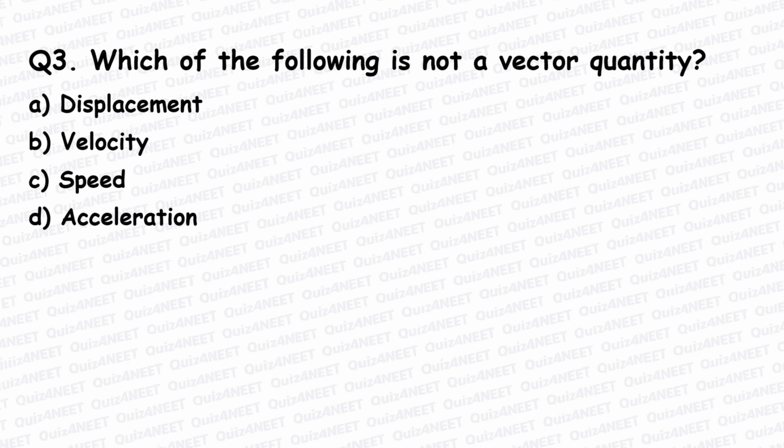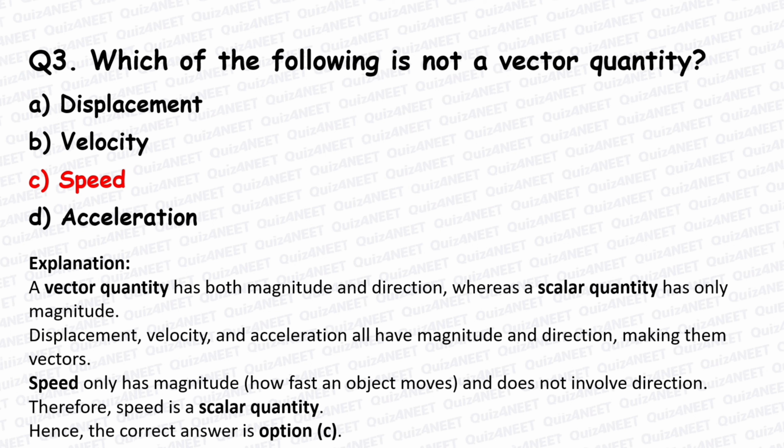Q3. Which of the following is not a vector quantity? A. Displacement. B. Velocity. C. Speed. D. Acceleration. Answer: C. Speed. Explanation: A vector quantity has both magnitude and direction, whereas a scalar quantity has only magnitude. Displacement, velocity, and acceleration all have magnitude and direction, making them vectors. Speed only has magnitude, how fast an object moves, and does not involve direction. Therefore, speed is a scalar quantity. Hence, the correct answer is option C.